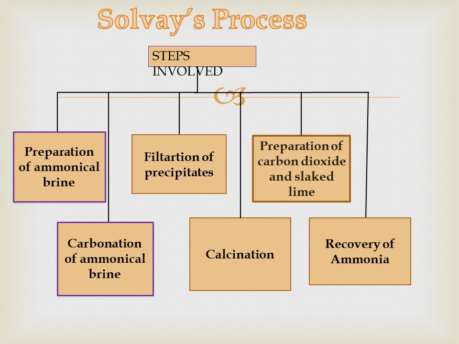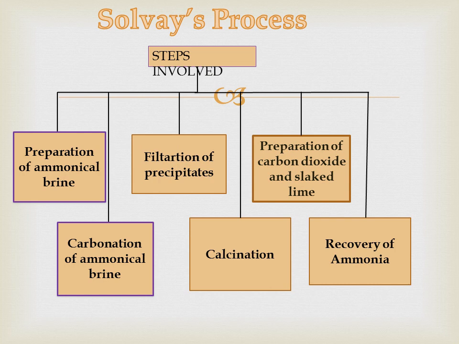So the basic steps involved are actually six. First step is the preparation of ammoniacal brine. Second is the basic step done in the carbonating tower, which is carbonation of ammoniacal brine. Third is the filtration of precipitate, and that precipitate is sodium bicarbonate. Fourth step is calcination, where you collect that sodium bicarbonate and decompose it. Fifth step is how you get carbon dioxide and slaked lime from limestone, which is calcium carbonate. And the last is how you recover ammonia.